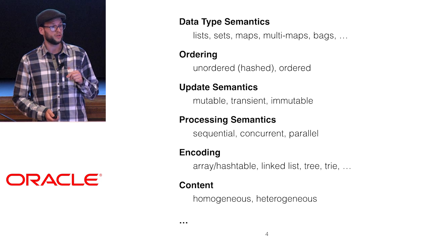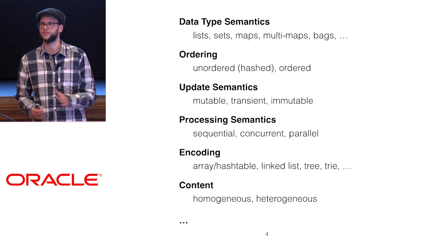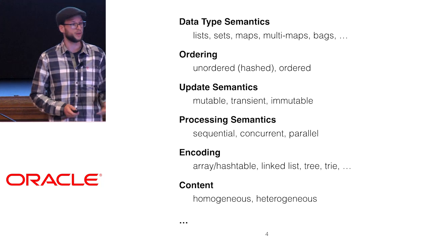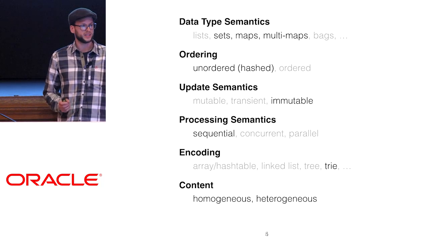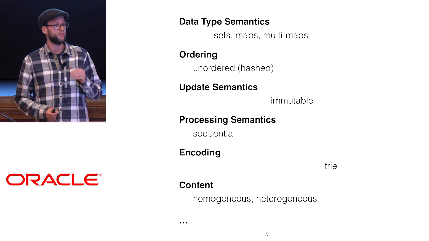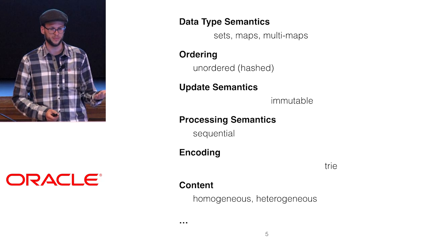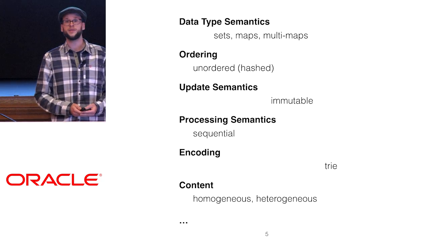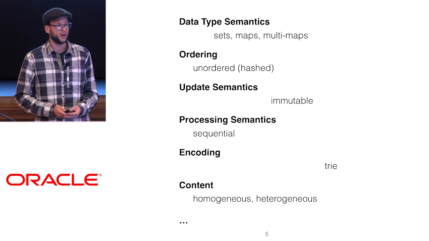So in today's talk, I'm not going to cover all kinds of different collections that you might have seen already, but I'm focusing on a specific subset. And that subset is mostly concerned with how to efficiently get immutable unordered collections, unordered hash sets or hash maps on the JVM.